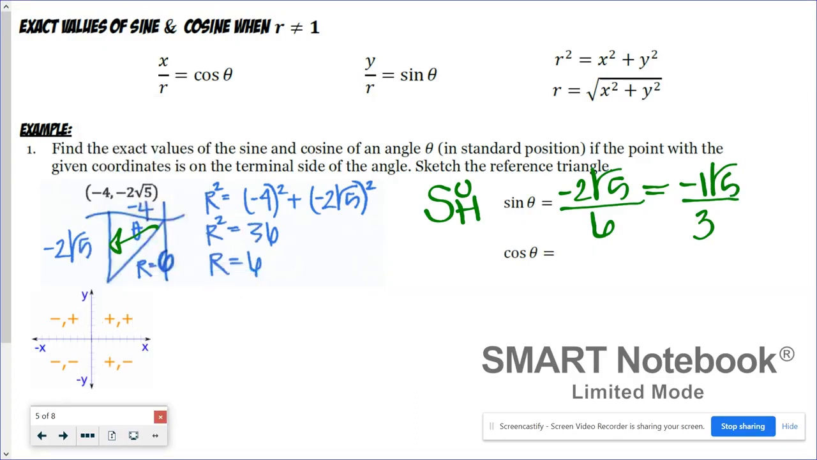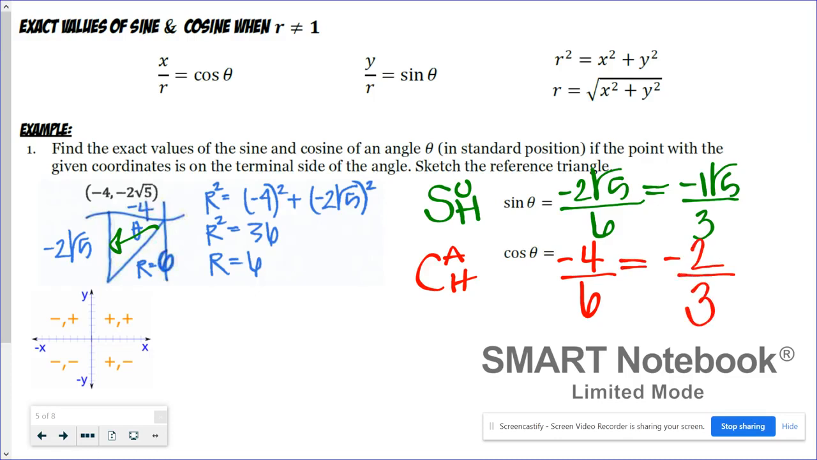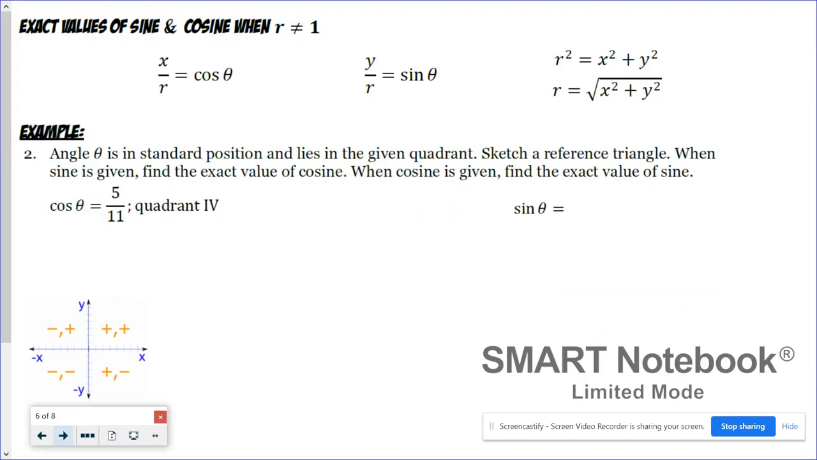When it comes to cosine, cosine has always been the adjacent over the hypotenuse. So the adjacent is -4 and the hypotenuse is 6. I simplify that and I get -2 over 3. So we're still just finding trig ratios using our ratio rules of the past. We're just given something different than we were in the previous unit, right?